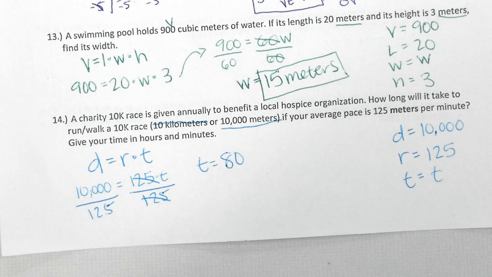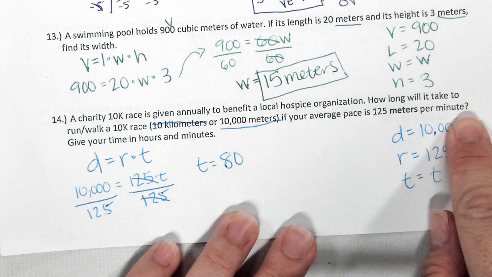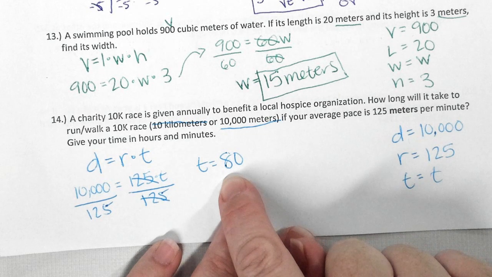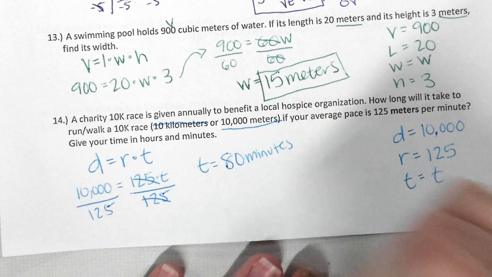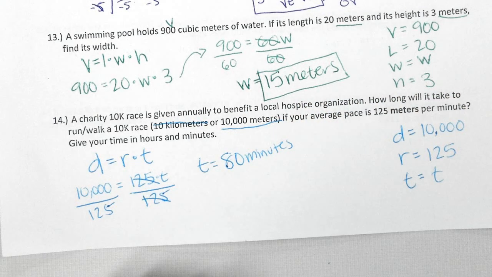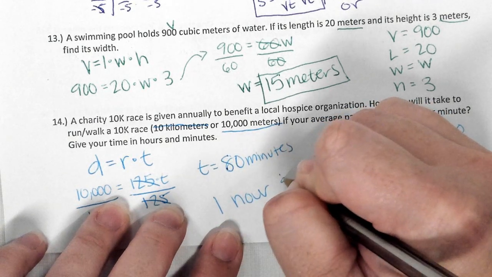And it says give time in hours and minutes. Well, this says 125 meters per minute, so this is minutes. Now, it says hours and minutes. Well, how many hours are in 80 minutes? 1 hour. And how many minutes are left over? 20.